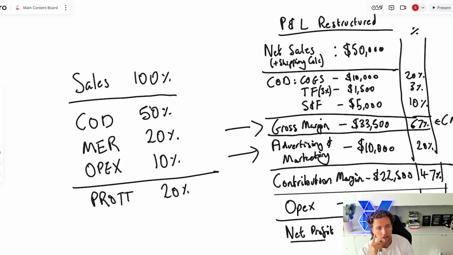Now, the issue is, what if cost of delivery is actually 60%? But you didn't know that because the client only gave you COGS. They didn't give you transaction fees, and they didn't give you shipping and fulfillment. So it's actually 60%, but you only put 50. Well, then if this is actually 60, we lose 10% off our assumed margin down the bottom here. And they're actually going to end the year at 10% and wonder what happened, right?